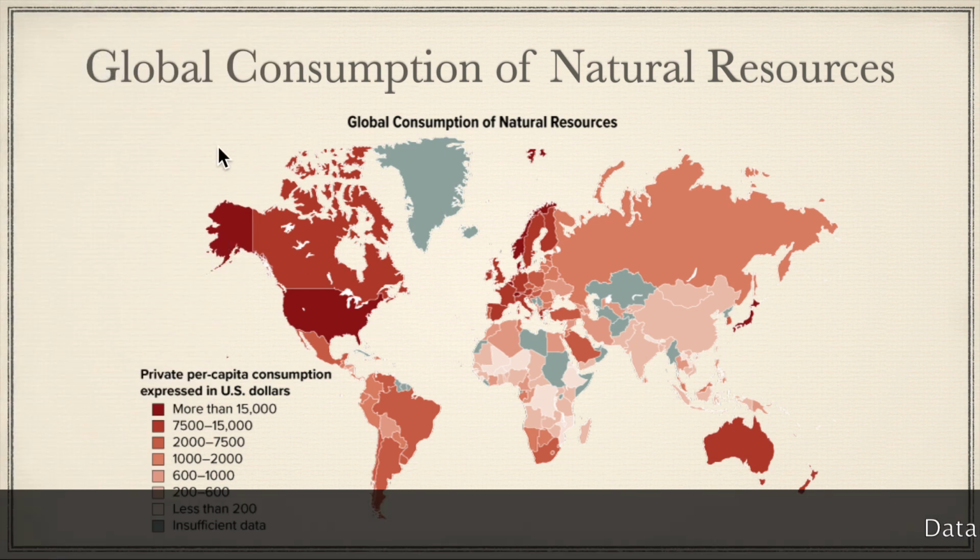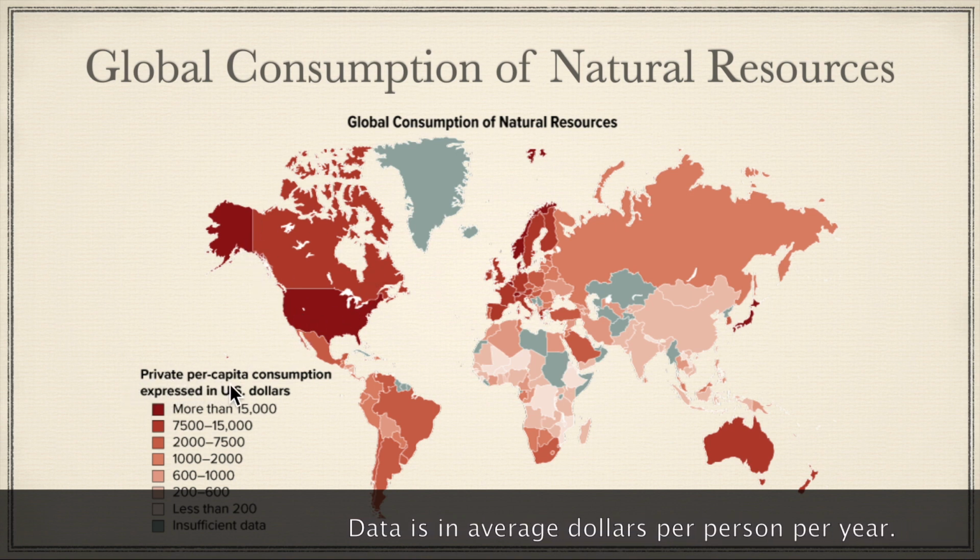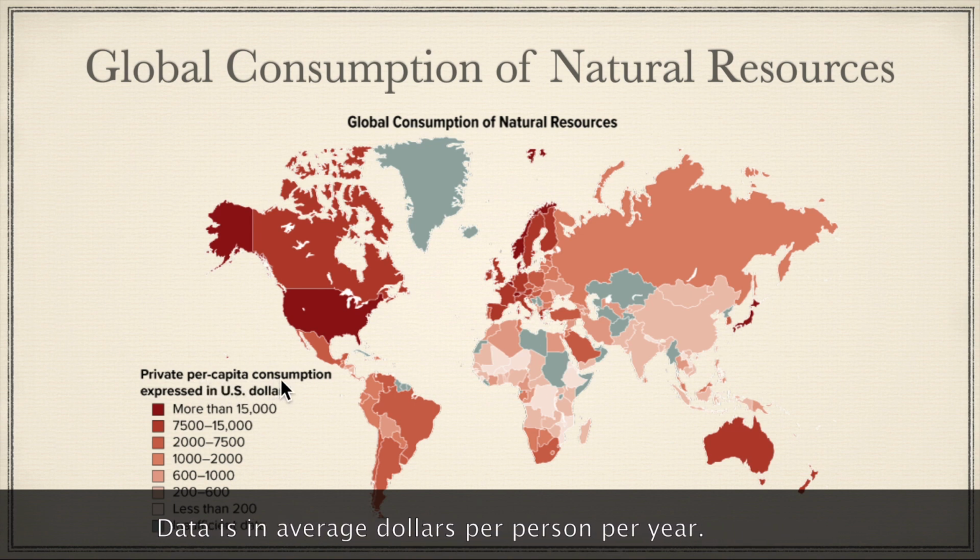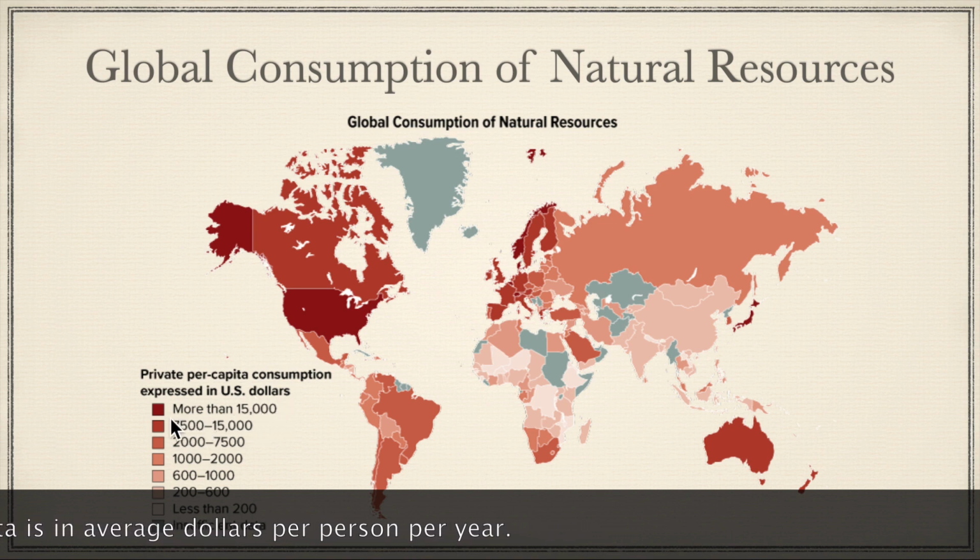And as an example here, we have the global consumption of natural resources. So basically, the darker the color, the more resources that are consumed by that country. So it says private per capita. Per capita means per person, per head, basically. Consumption expressed in US dollars. So annually, if you're talking about the US, for example, we use more than $15,000 per person worth of resources.